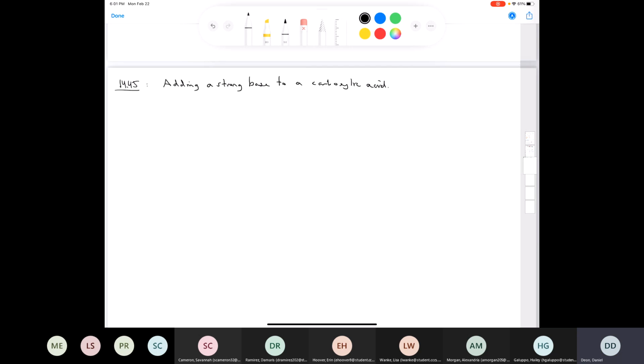Could anybody who's on here right now give me an example of a strong base? First one that pops into your head. Give me one example of a strong base that you would have learned in Introduction to Chemistry 1. In that class, you would have done an entire chapter. Potassium permanganate is not a strong base, no. Sodium hydroxide is a strong base, right?